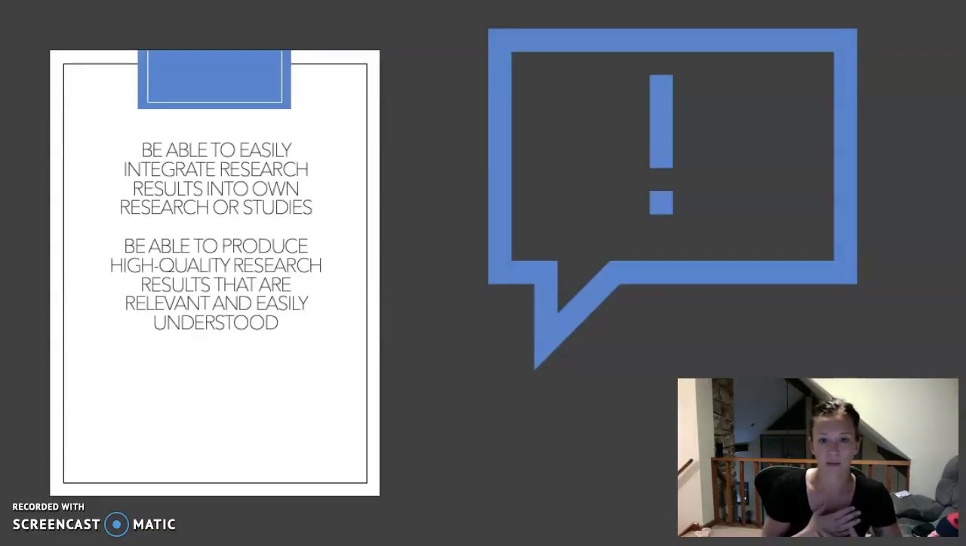As for my learning objectives, be able to easily integrate research results. I do think that this class greatly helped me be able to look at a set of data and see how it will be helpful in something that I'm studying or looking at. Even today at work, someone said something and I was like, oh, we should run some analysis on this. And so I do think that was helpful.